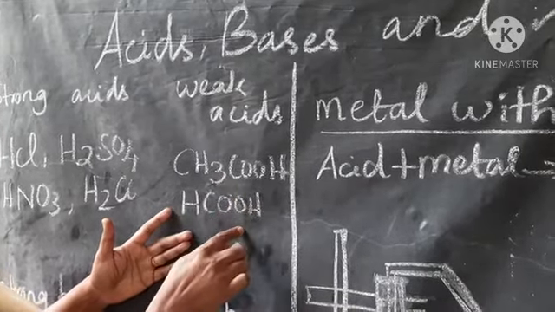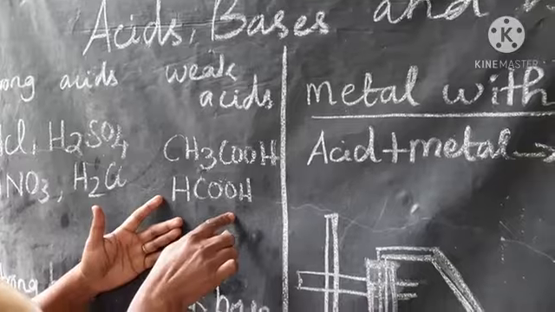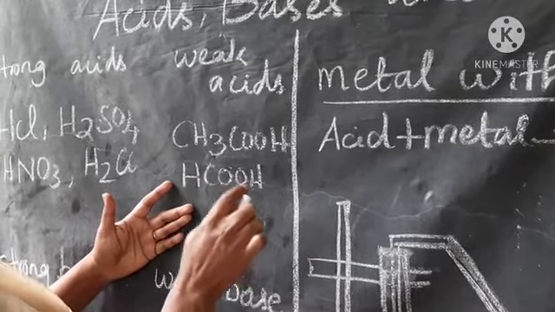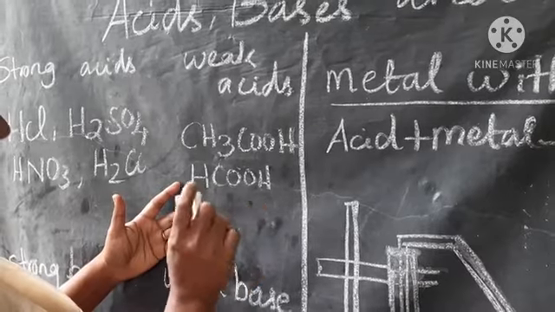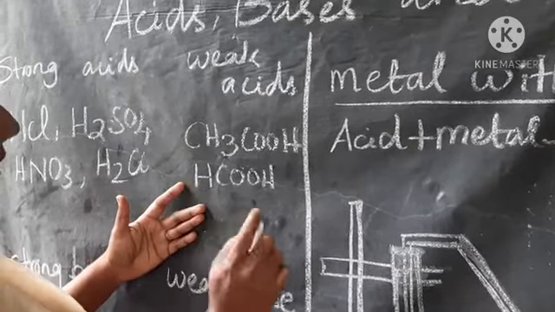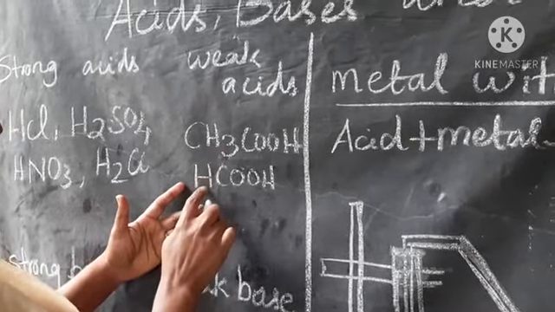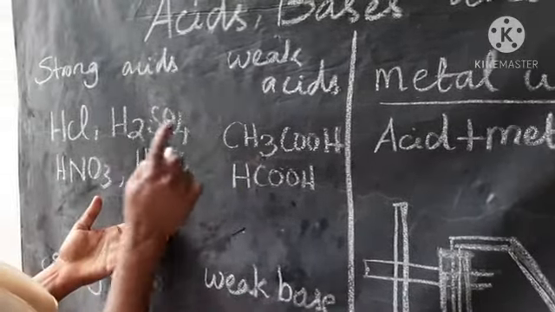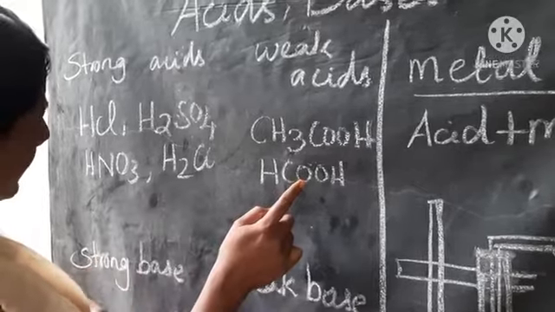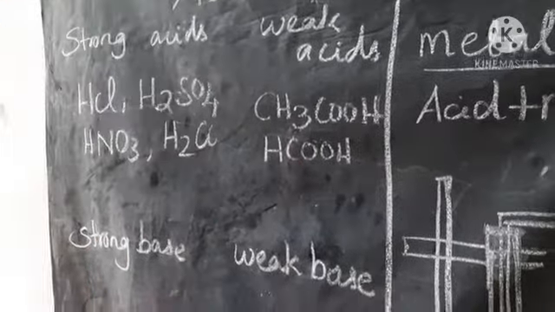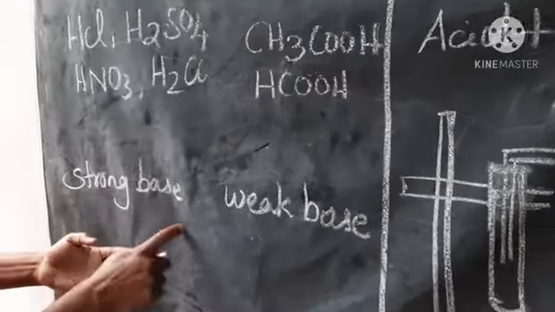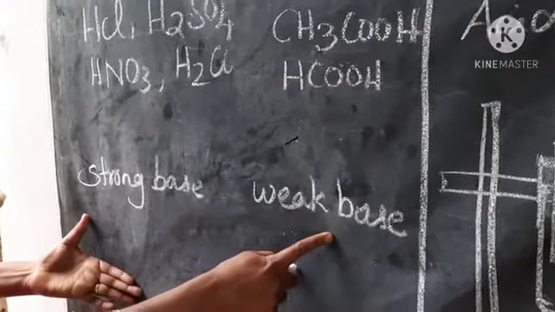These are weak acids because they are partially ionized in aqueous solution and give a smaller amount of H plus ions. Okay, these are the differences between strong acids and weak acids. What about bases? Bases are also of two types, strong base and weak base.